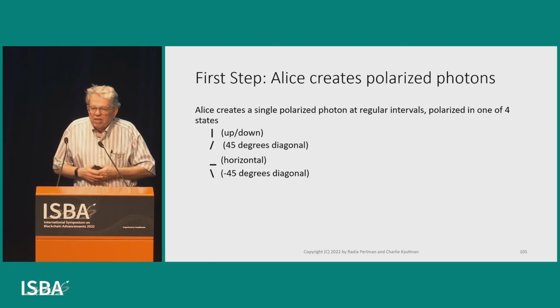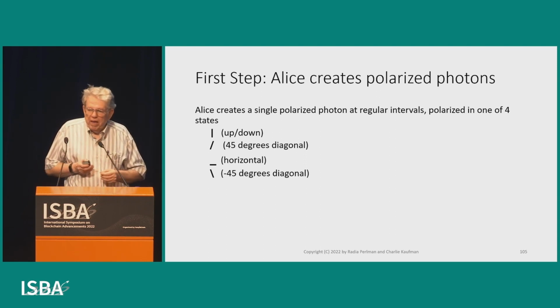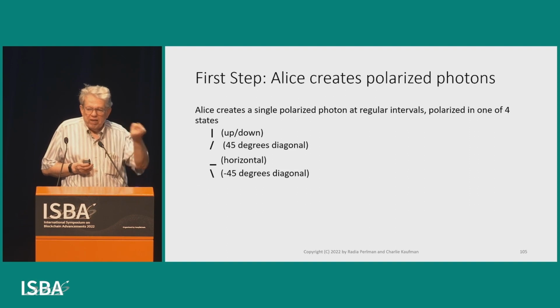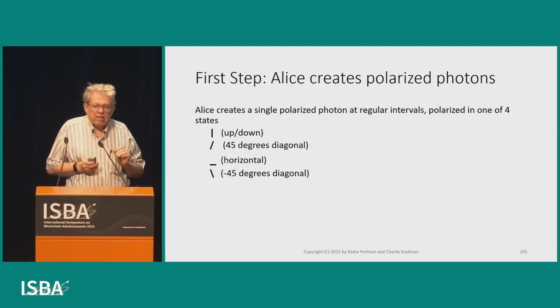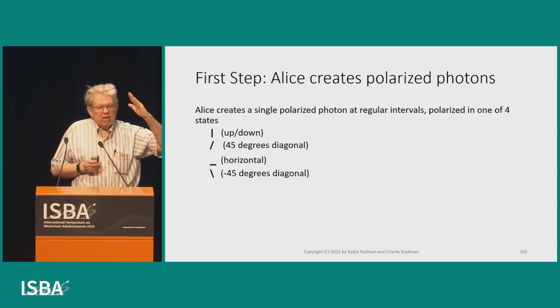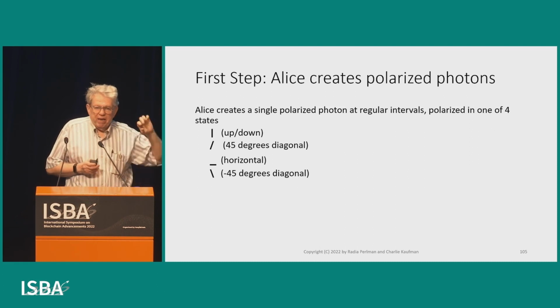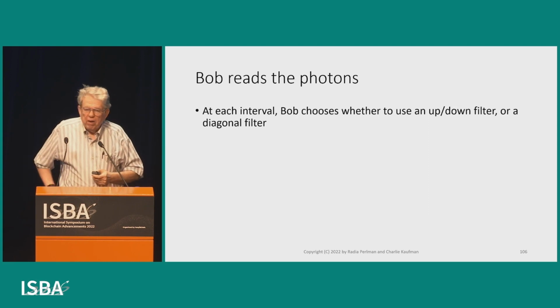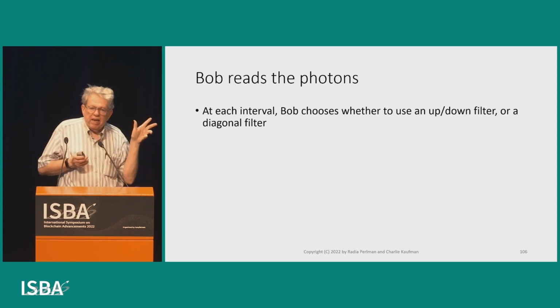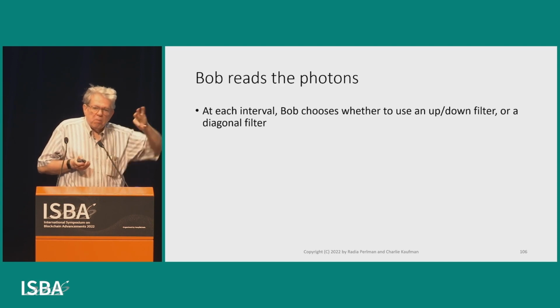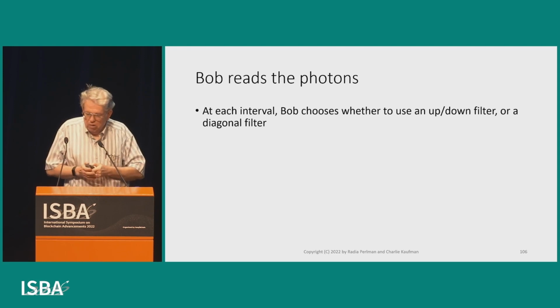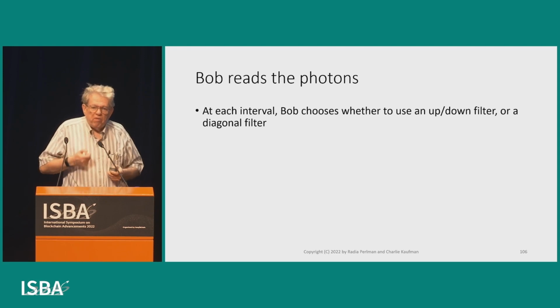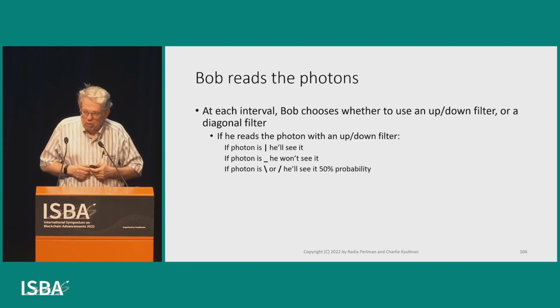So Alice is going to create these polarized photons. Alice is going to send a single polarized photon, and it's going to be polarized in one of four directions. It's either going to be vertical or horizontal or diagonal this way or diagonal this way, chosen at random one of the four ways. Then Bob is going to be listening, and he's going to have a filter that's also adjusted randomly in the positions, and he's going to note in each interval whether he received a photon or not.